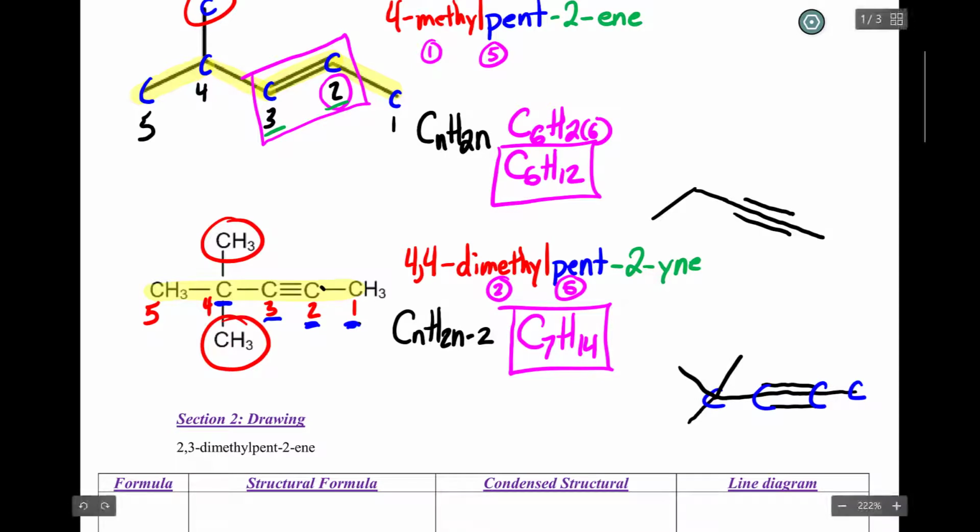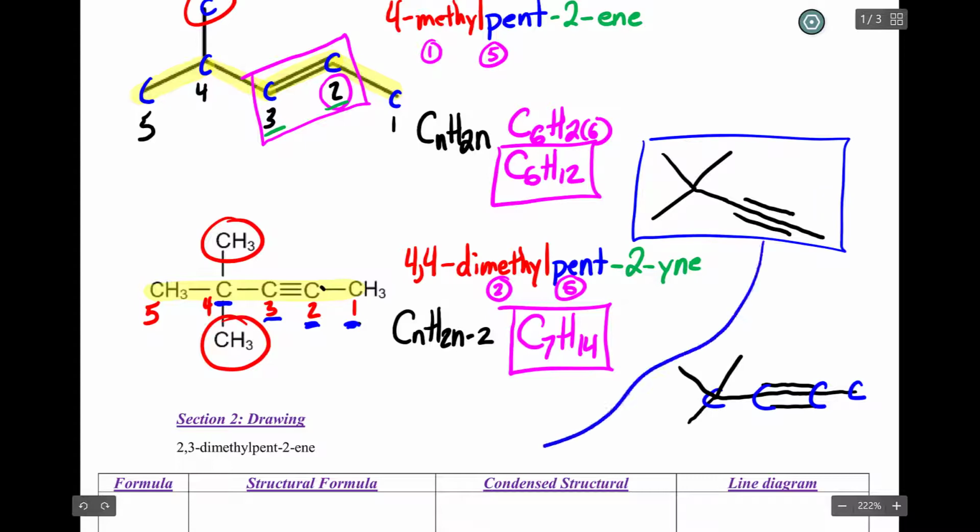So again, this would be carbon 1, carbon 2, carbon 3, carbon 4, carbon 5. Carbon 4 has 2 methyl groups off of it, so I would have to go 1, 2. And so this would be the line diagram, and the only reason I bring it up is it looks quite weird compared to a structural diagram.